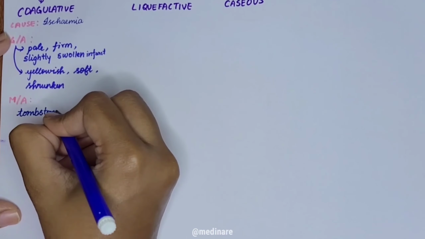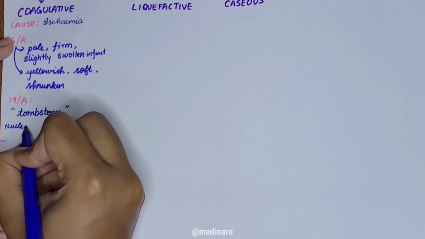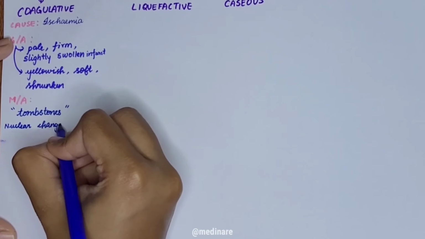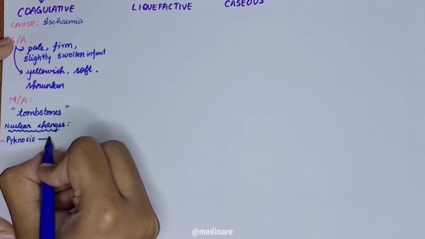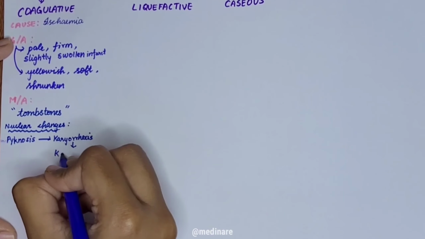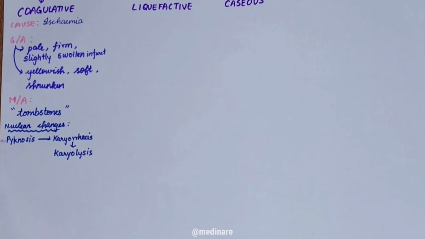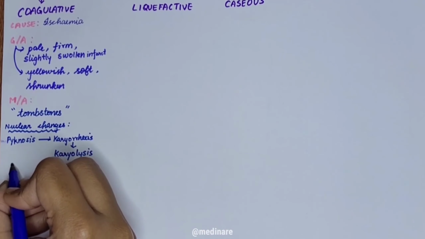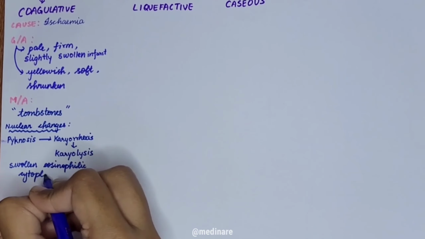Microscopically, we can see the normal cells converted into a tombstone-like appearance, where the outlines of the cells are conserved, whereas the cell cytoplasm and the nuclear details are lost. This is the hallmark of coagulative necrosis. We also see nuclear changes like pycnosis, karyorrhexis, and karyolysis. Here, pycnosis means clumping of nuclear chromatin, karyorrhexis means fragmentation of the nucleus, and karyolysis means dissolution of the nucleus. Also, the cytoplasm is swollen and eosinophilic in nature.